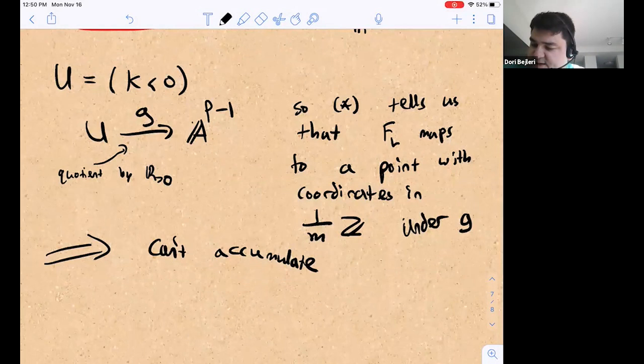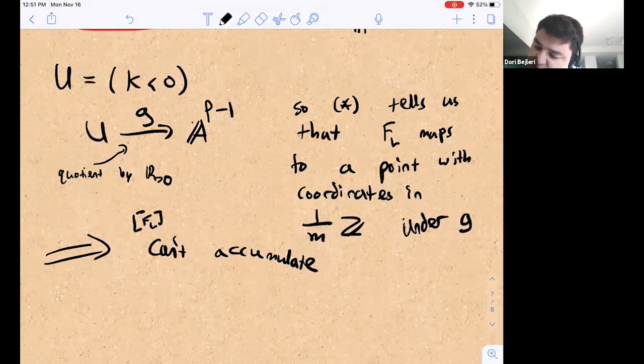So then the classes of F_L in the projective space can't accumulate inside of this A^{rho minus 1}.